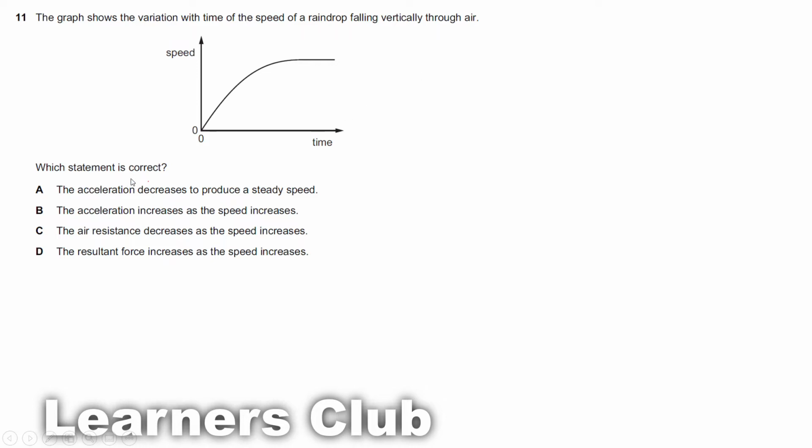Which statement is correct? Now this is a graph which tells the speed-time graph of a raindrop falling in air. First thing, let's see. At time t equal to 0, when it's falling from the maximum height, the velocity will be 0. But at that time, the acceleration will be maximum, that is the acceleration due to gravity. So the resultant force is just the weight.